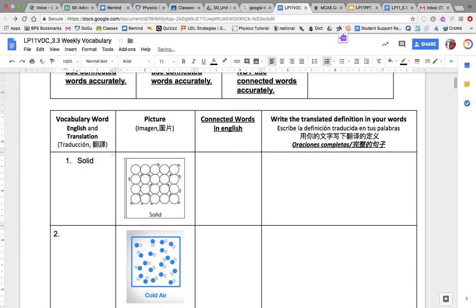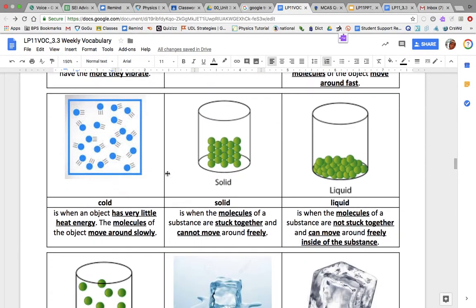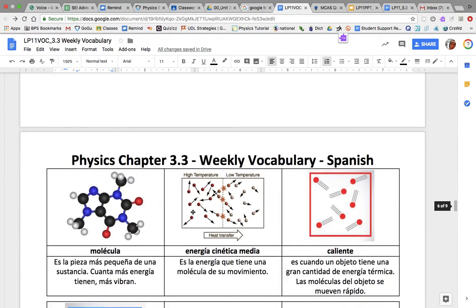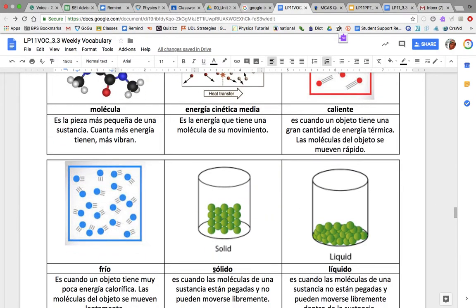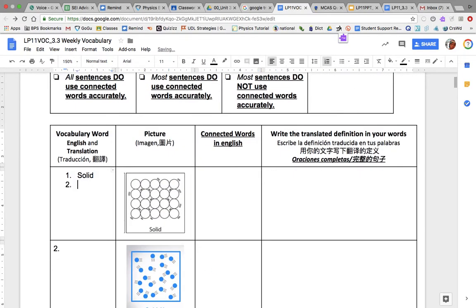It is solid. And if I go down and look for the picture of solid, yep, here's solid. And I want to translate that to my home language. So let's see here. Solid, this is it, sólido. I'm going to enter down here the translated version. It might get difficult to type it in, but I'm going to fix this. Okay, so it's solid. In Spanish, that's sólido.